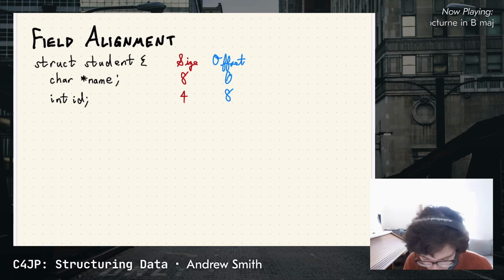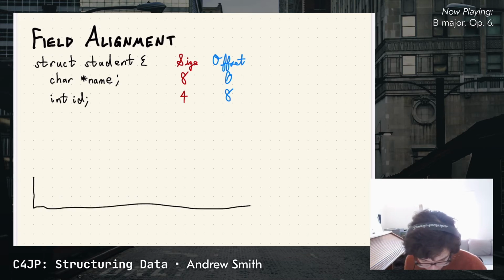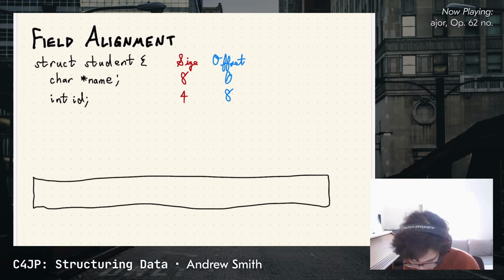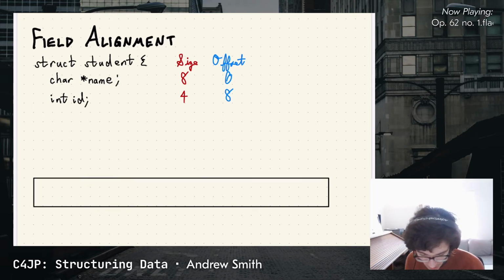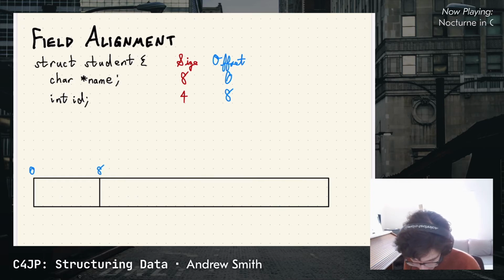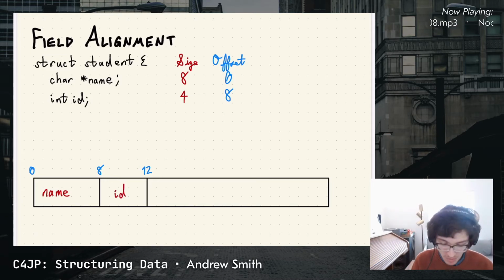And actually, what I'm going to do as we go through this, just to help clarify, is go ahead and draw our struct in memory. So we're starting at offset 0 up to offset 8. We'll say this is offset 8, is name. And then here up through offset 12, right, taking up 4 bytes, is our ID. Here is our ID. There we go. Great.